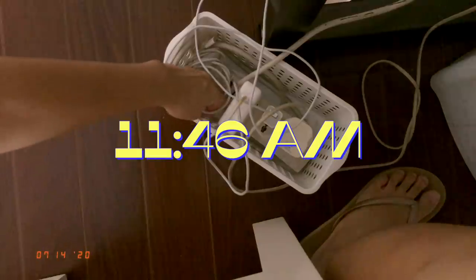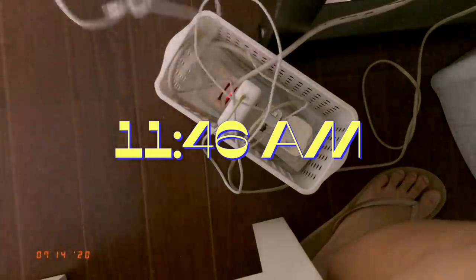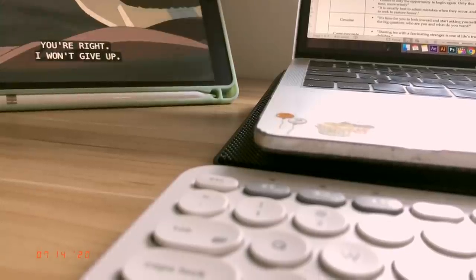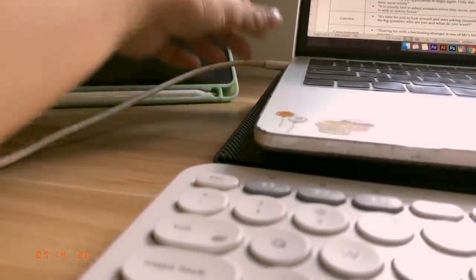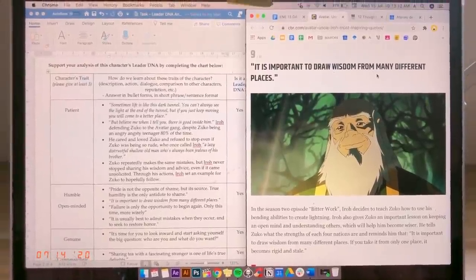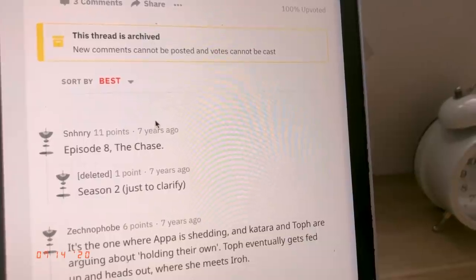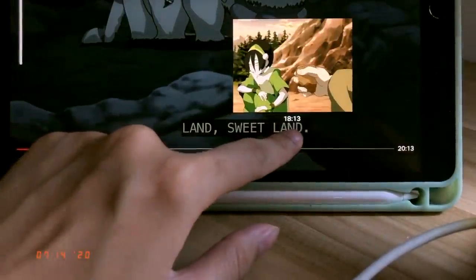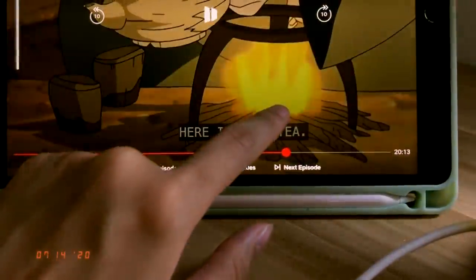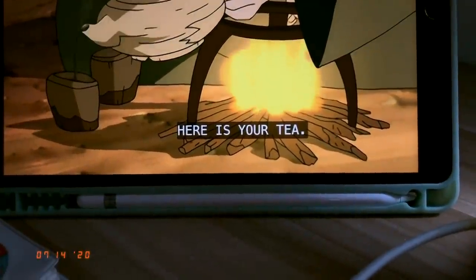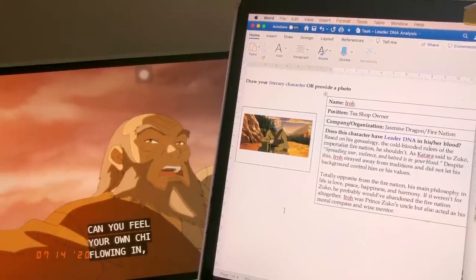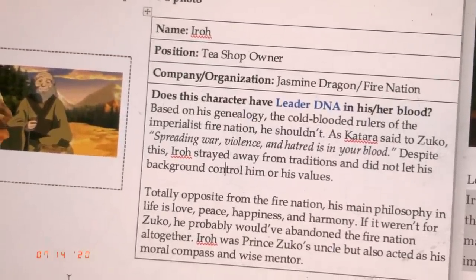Hi guys, I was just doing this short essay-ish thingy for my English class, and like I said yesterday, basically a leader analysis of a character we want to talk about. So mine's Iroh from Avatar. Honestly, it was so fun writing this, and I also got to rewatch Avatar while writing it, so it's a win-win situation for both my professor and me.